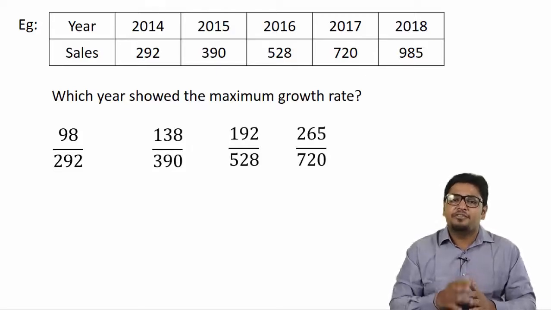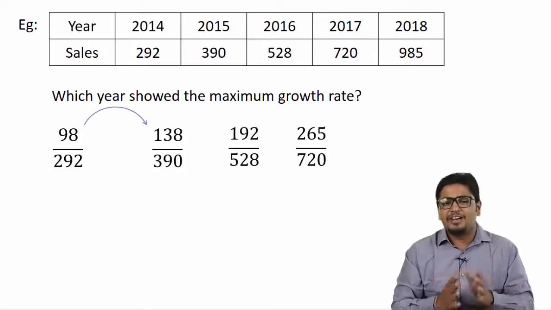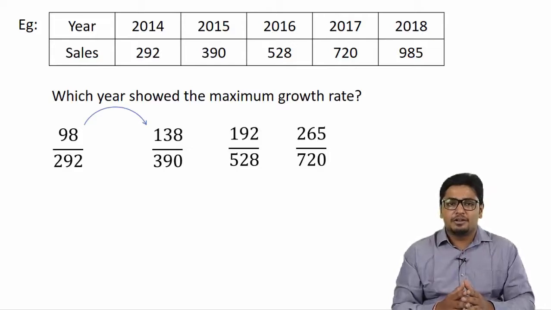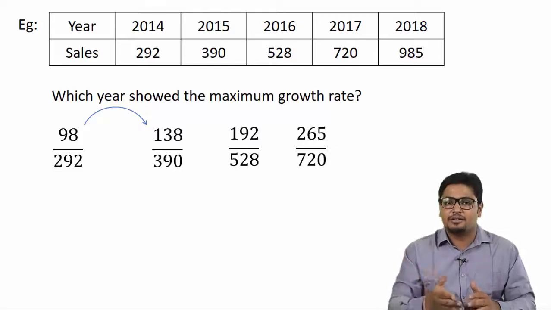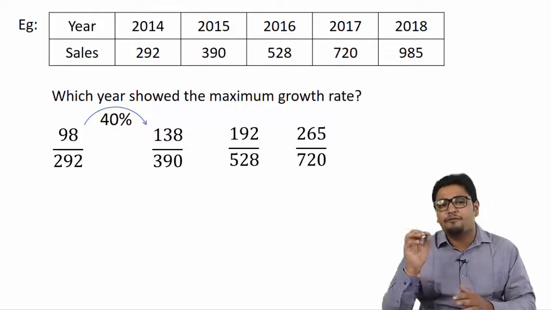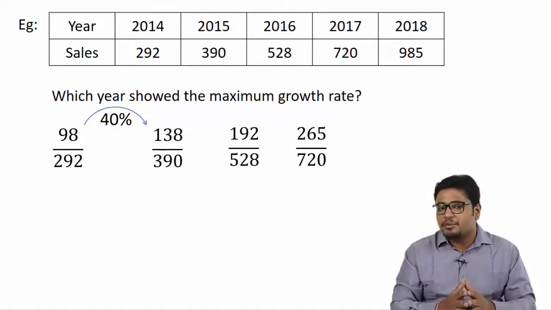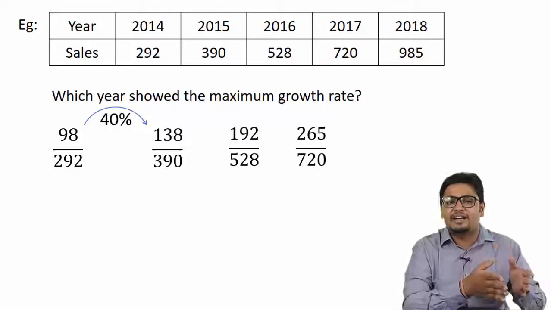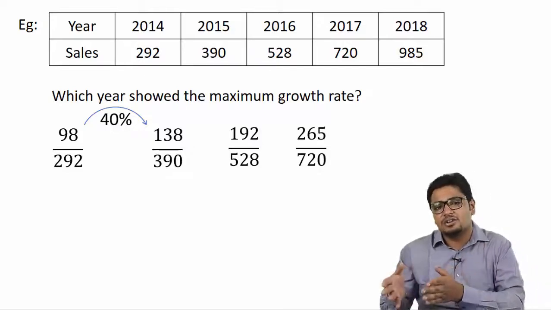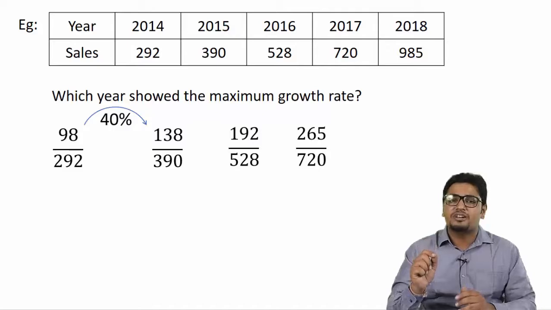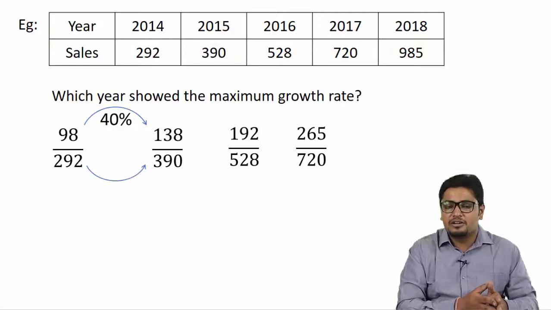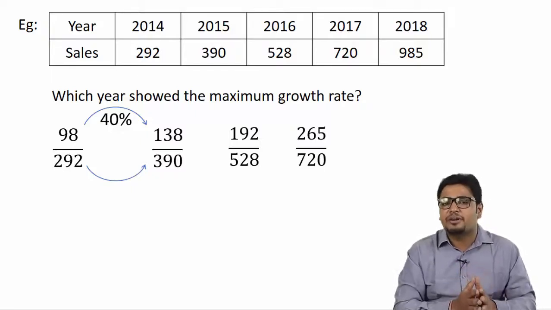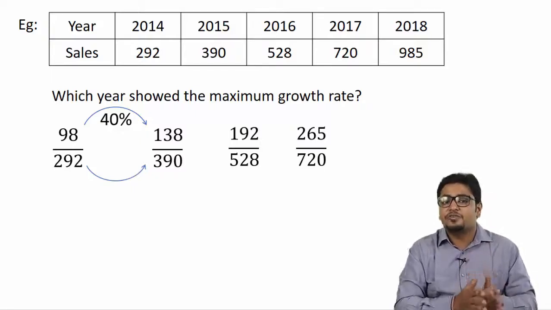Now, let's compare the first two fractions. There is one beautiful approach for this. We will check for percentage change in numerator as well as denominator. We clearly see that change in numerator will be approximately 40%. If you have trouble in observing this, then consider 98 as 100 and 138 as 140. Approximate changes of 40%.